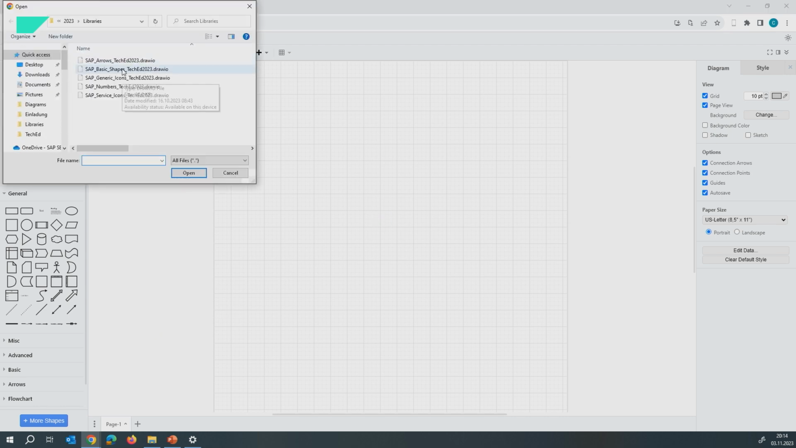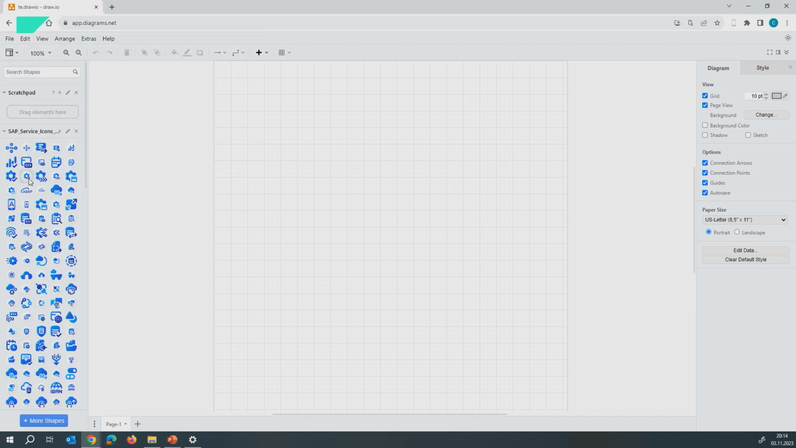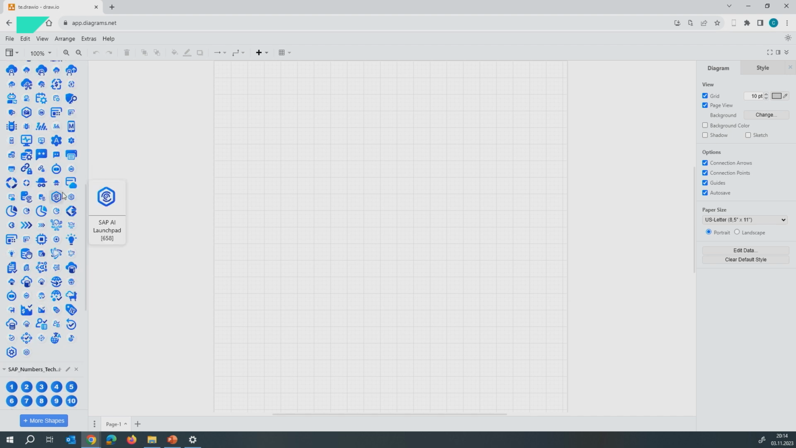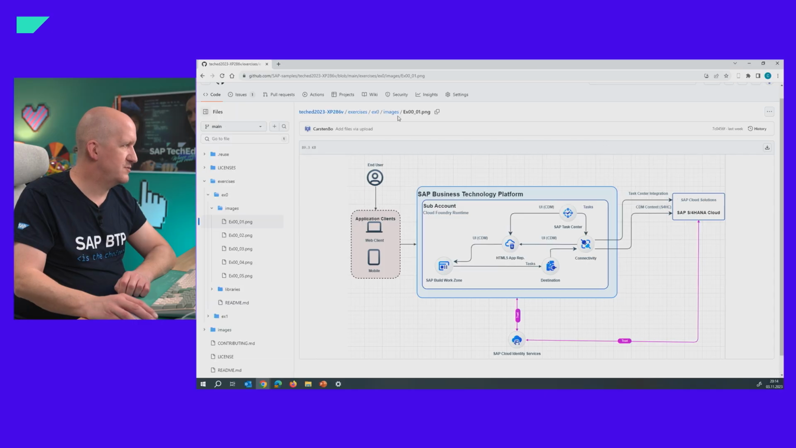I don't want to go through all of this, it is explained in detail in the exercises. But what is maybe interesting to you, so that you can see this here as well, those are the service icons. And when you go through the service icons, it always explains to you what it is. So here you have everything that you need then. When you have imported all the libraries, you have everything that you need to build your own solution diagram. The whole process is explained in the session material.